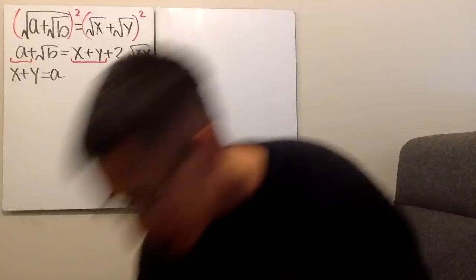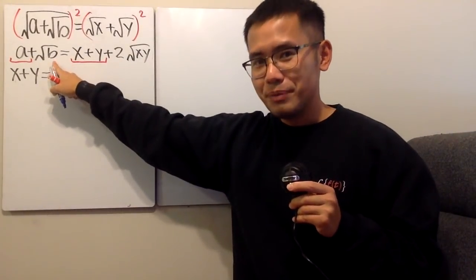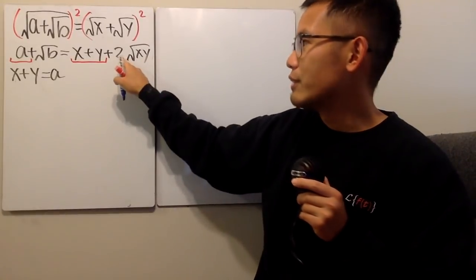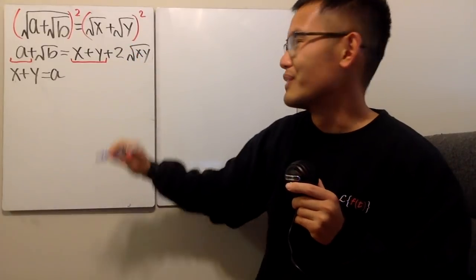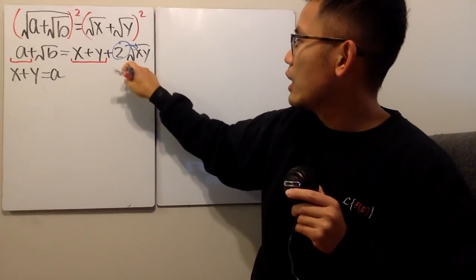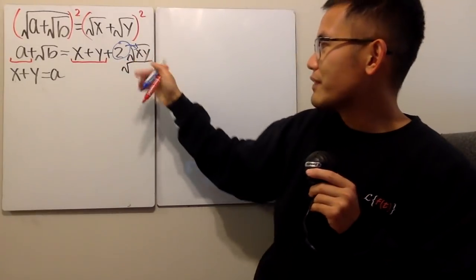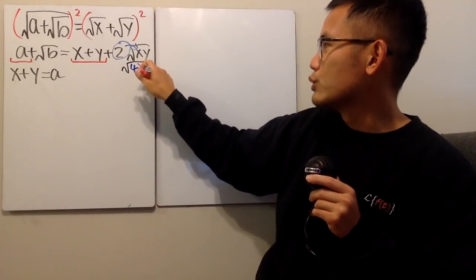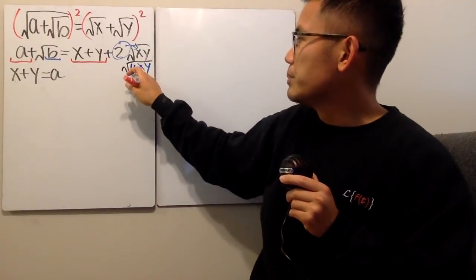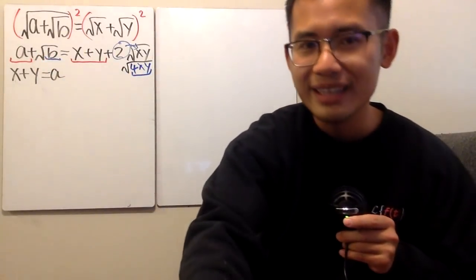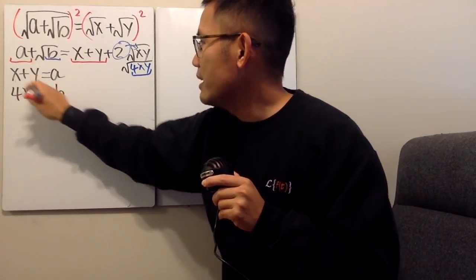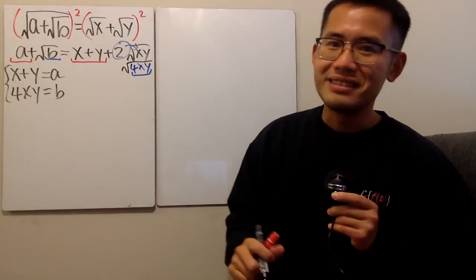Now, you see that right here, we have b inside of the square root. This is x y inside of the square root, but we have a 2 in front. So we have to do the following. Bring the 2 inside and look at this as a square root, but the 2 inside of the square root becomes a 4, and then of course you still have the x y. Well, this will tell us b has to be the same as 4xy. So that's another piece of information that we have: 4xy is equal to b.